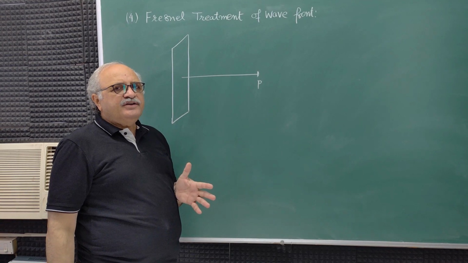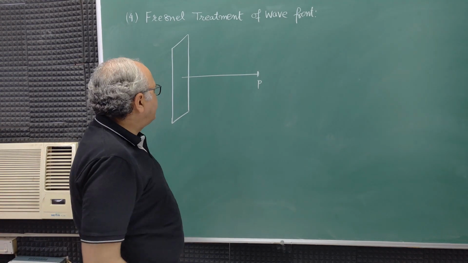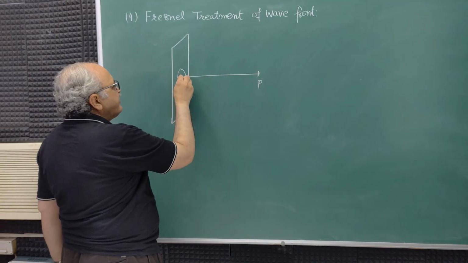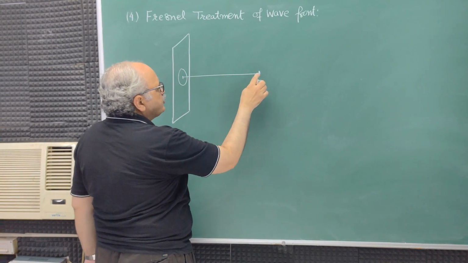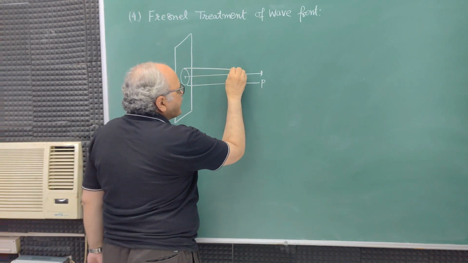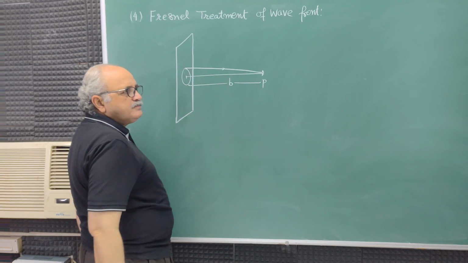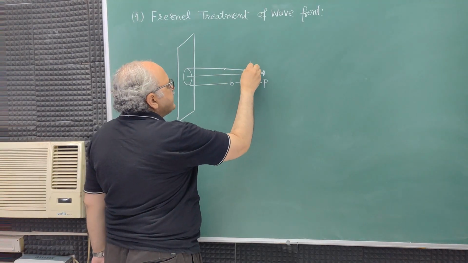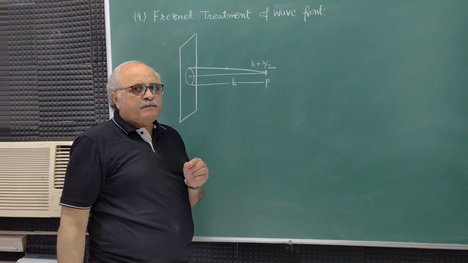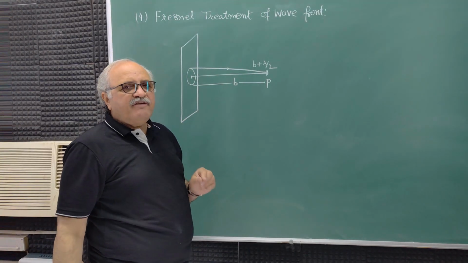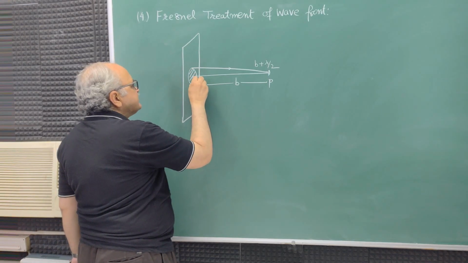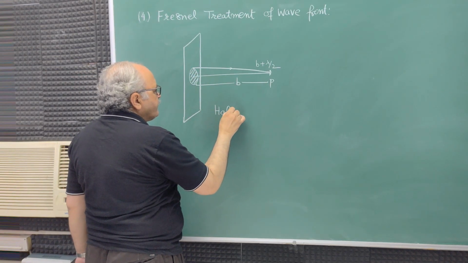Fresnel suggested that you divide this wavefront in such a way that if I take this central portion, and say the nearest point from the central portion to the point P is B, then the maximum distance of this portion from the point P is B plus lambda by 2. That means there is an increment of the path by a factor of lambda by 2. We call this region a half period zone.